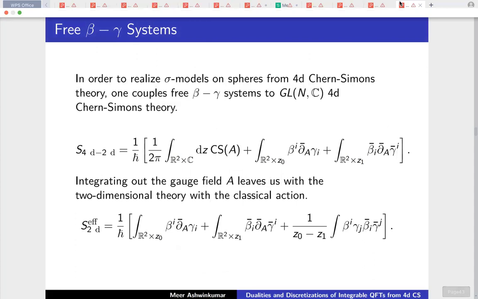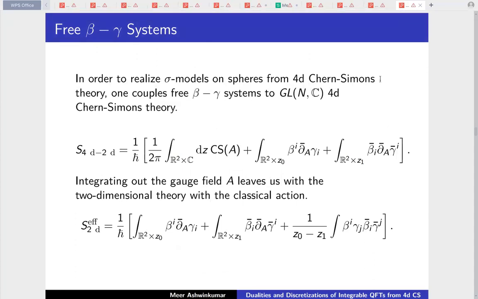So we can also do something similar in the bosonic case. I won't go into so much detail for the sake of time, but one can basically say that I replace the fermionic fields psi and psi bar by beta gamma systems. So I can rewrite the Chern-Simons theory coupled to the chiral and antichiral surface defects in terms of free beta gamma systems that are gauged. So you have beta and gamma here, and beta bar and gamma bar here.